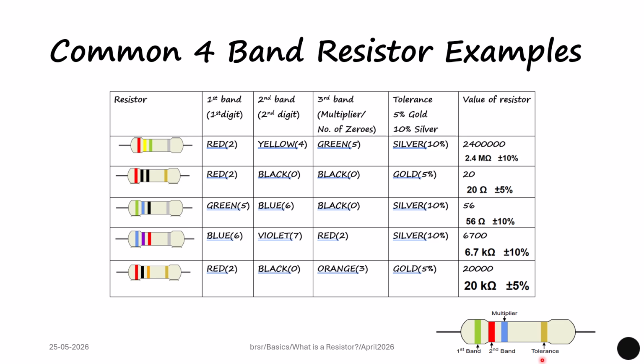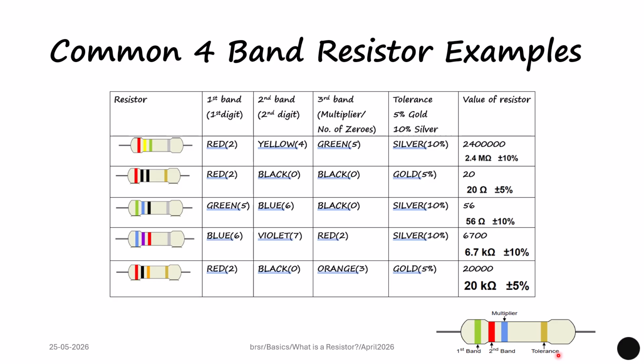If it is a golden band, then it means that the value of the resistor can be plus or minus 5% of the exact value. Suppose I have a 100 ohm resistor, then if I have a gold band, the value of the resistor can be either 95 ohms or 105 ohms. If it is a silver band resistor, it means that the tolerance is 10%.